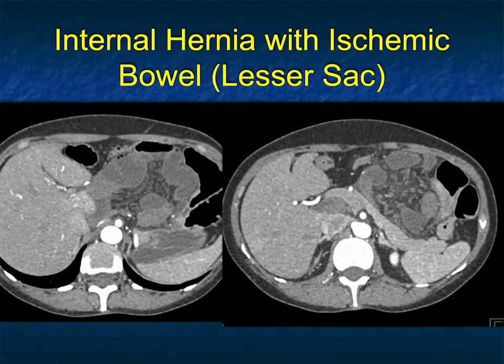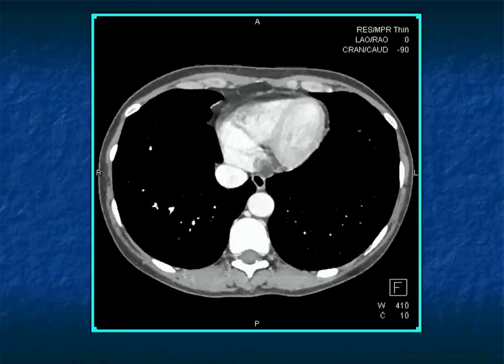Here's a patient where you're looking abdominal pain. Look at these bowel loops. They're in the lesser sac. The stomach's being compressed. And again, you can see the lack of enhancement of the bowel, right? It's edematous. There's poor enhancement. We know this is ischemic bowel.